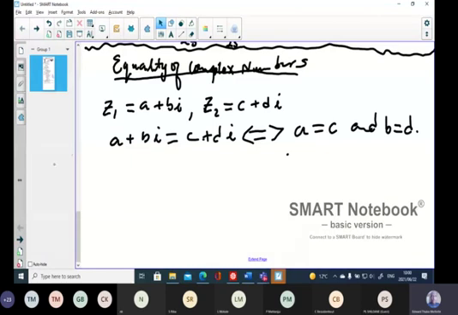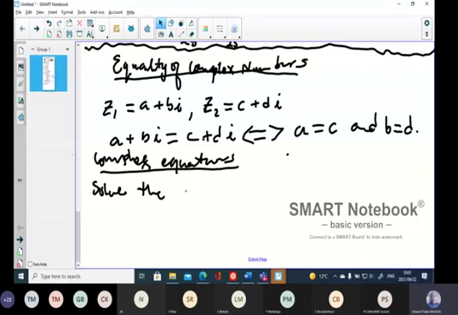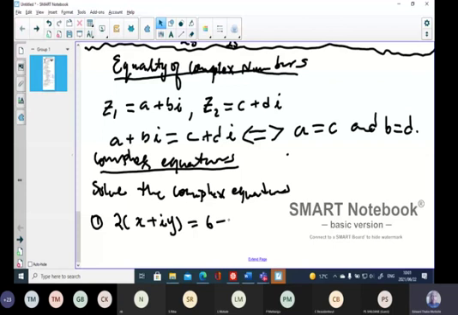Next are activities on how to use these complex equations. Under complex equations, for instance, number one: solve the complex equations. We are given number 1. This one I'm going to solve with you, don't worry. 2x plus iy equals 6 minus 3i.